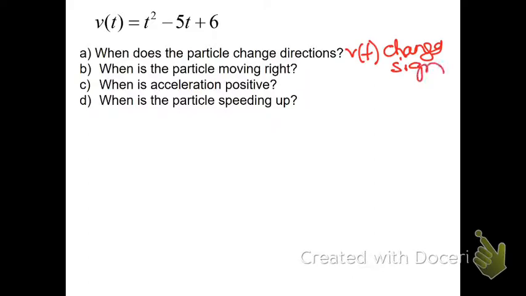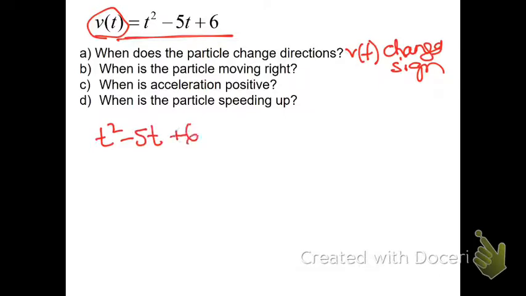Okay, so how am I going to figure that out? When does velocity change sign? Well, if it's a graphing calculator question, I could graph it. But we're going to use what's called a sign chart, okay? Whenever we're looking for when velocity is positive or negative or when velocity changes sign, all of those require a sign chart. Here's how that works. First, find not when velocity is positive or negative. First, find when does velocity equal 0.